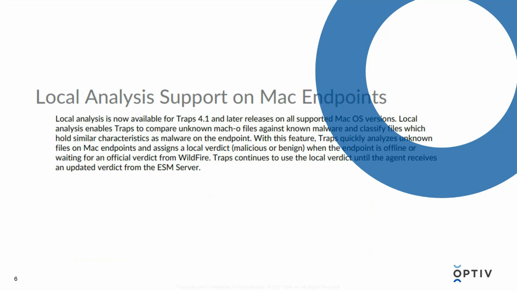Local analysis support. Now in Traps version 4.1, local analysis is available for Traps to compare unknown Mach-O files against known malware and classify files which hold similar characteristics as malware on the endpoint. Traps can now quickly analyze these unknown files on the Mac endpoint and assign a local verdict, malicious or benign, when the endpoint is offline, and wait for the official verdict from WildFire.